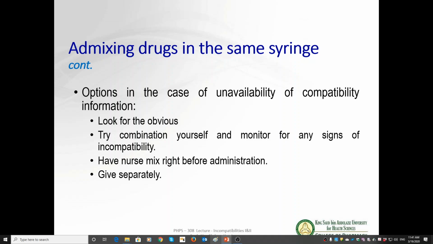Because we mentioned that time is a factor. Increasing the time of contact increases the chance of incompatibility. So you reduce this time by mixing immediately before injection and injecting. And if you tried the combination, there is no obvious potential, and nothing happened, you might take this decision and tell the nurse to mix it right before administration. Or you might decide that we can give them separately, by bolus injection, with no need for mixing. So these are the decisions that you may take in these cases depending on the situation you are facing.